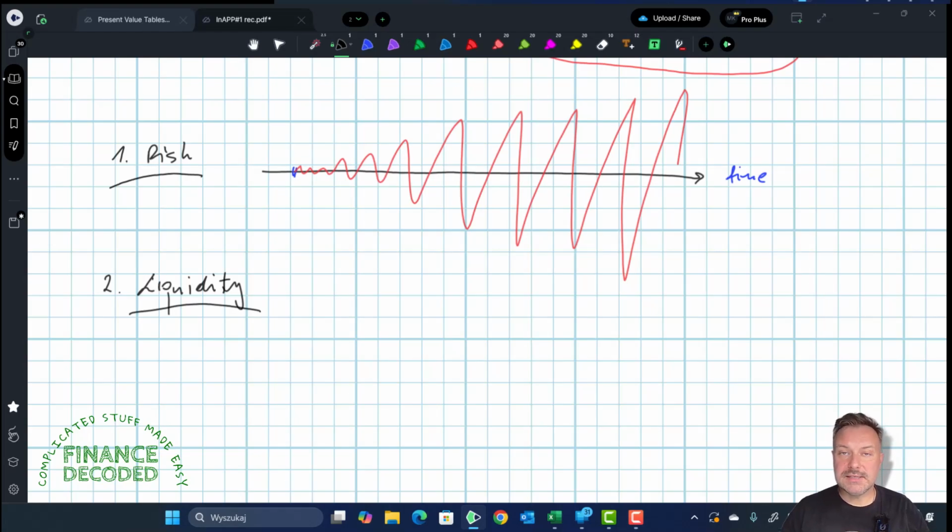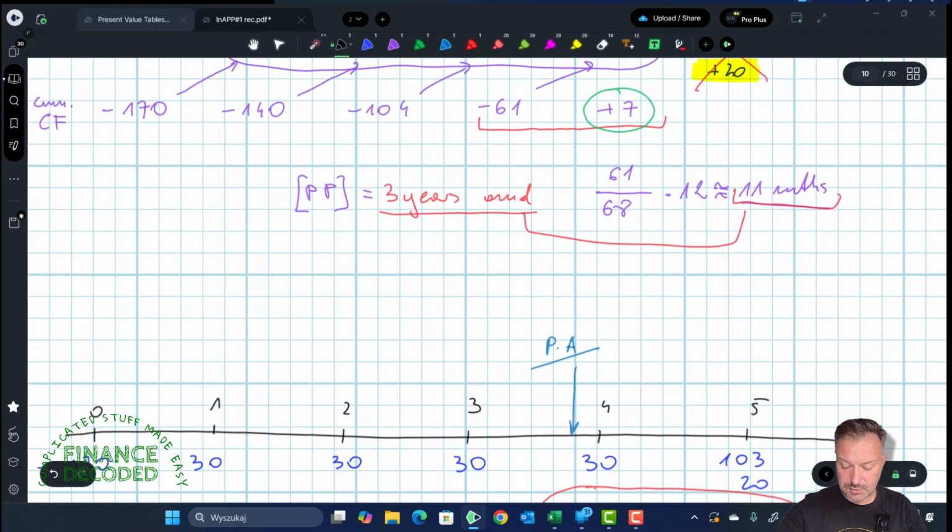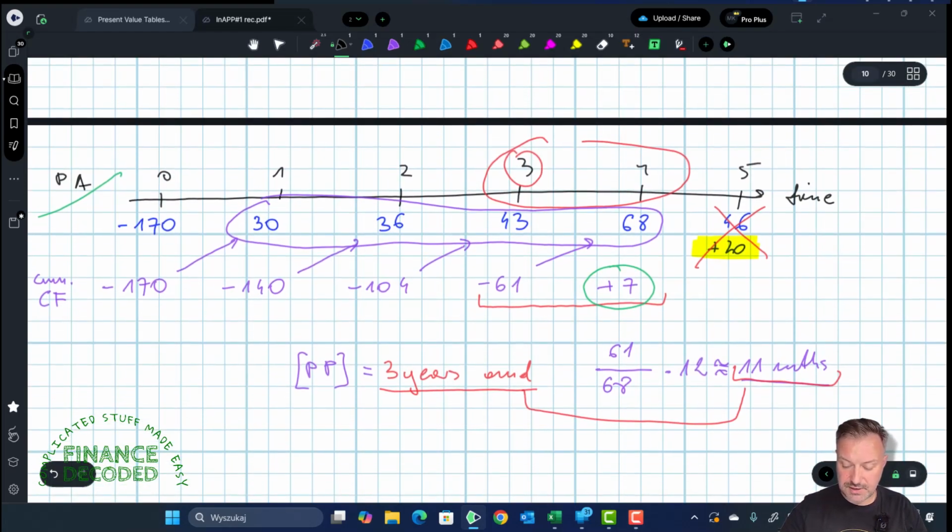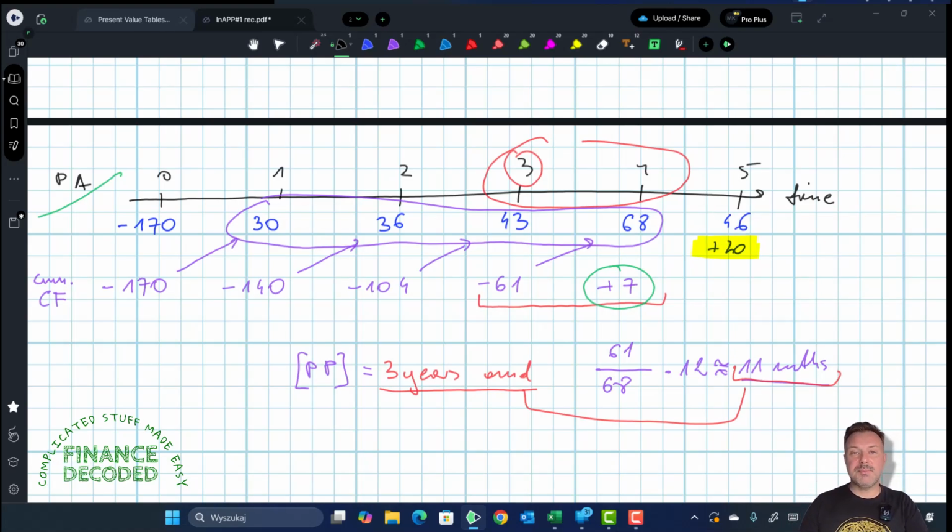Now, finally, it is the time to discuss drawbacks of payback period. Payback period is not a perfect measure. So let's look at those drawbacks. The first drawback stems from the fact that payback period does not really take into account all cash flows of an investment project. It stops on the very moment when the initial investment is repaid.